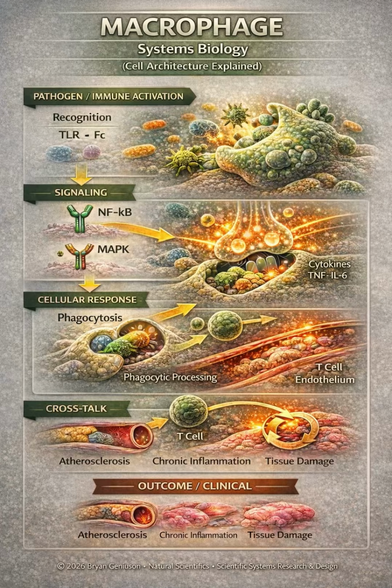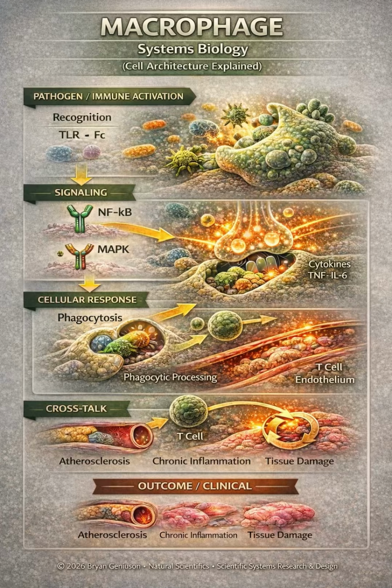inflammation and immune communication. At the cellular level, macrophages perform phagocytosis, engulfing and processing pathogens through phagocytic mechanisms that enable antigen presentation and downstream immune activation.